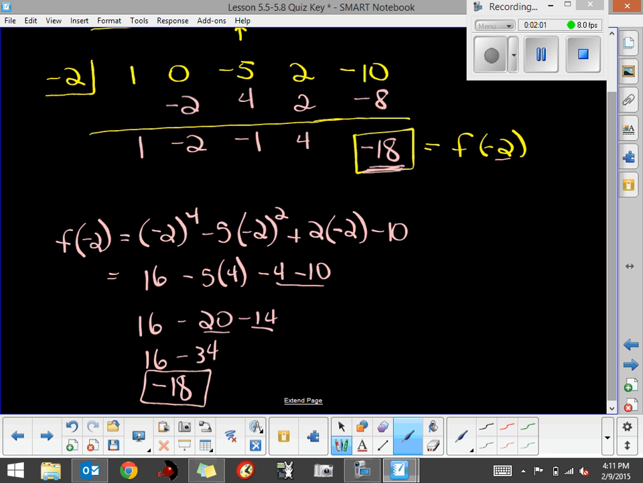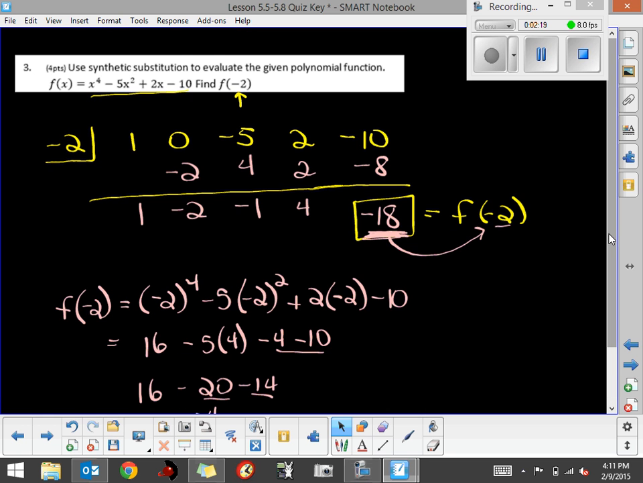Now this remainder that we found up here, -18, represents the output when you put a -2 into the function, f of -2. So as I repeat, it's an alternative to the plug and chug method. The directions specifically tell you to use synthetic substitution, and exhibit that you know how to use this method and what it represents. This remainder is the value of your function when evaluated at -2.